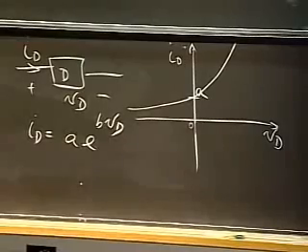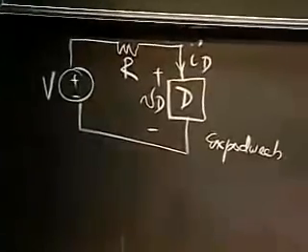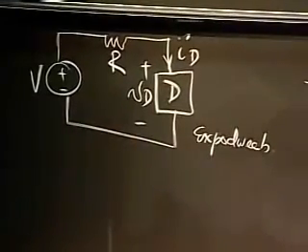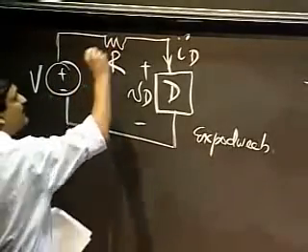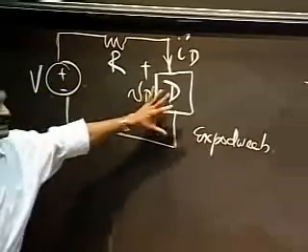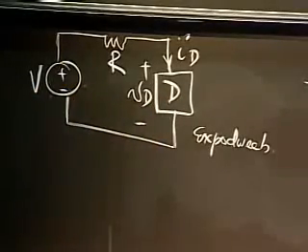So back to this again. I have a voltage source, a resistor, and my nonlinear device connected in that manner. Now again, reflect on this pattern. A voltage source or a current source, a resistor, and some device. This is a very standard pattern you will see again and again and again.